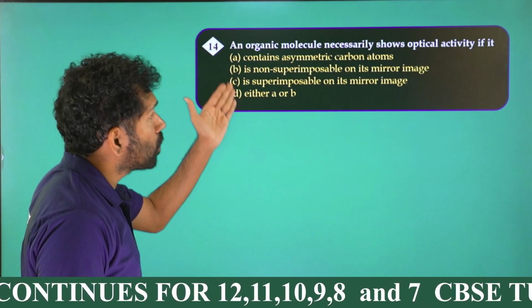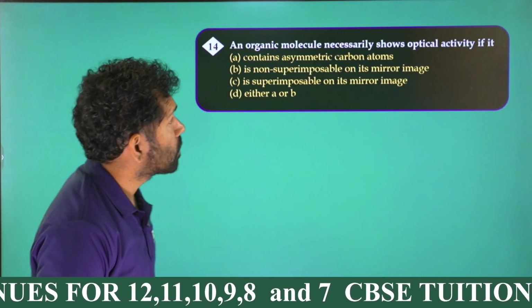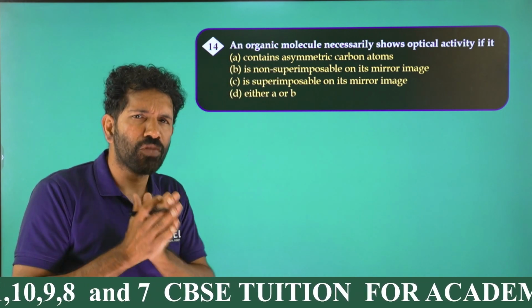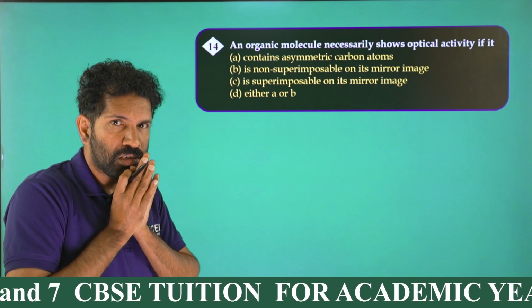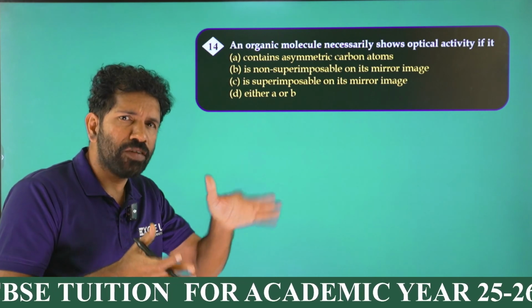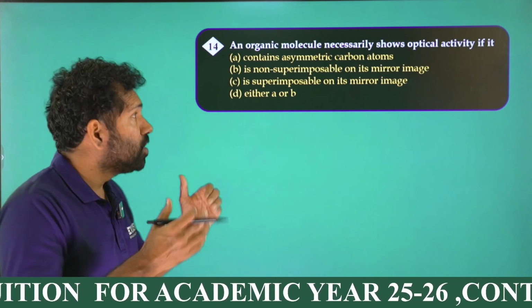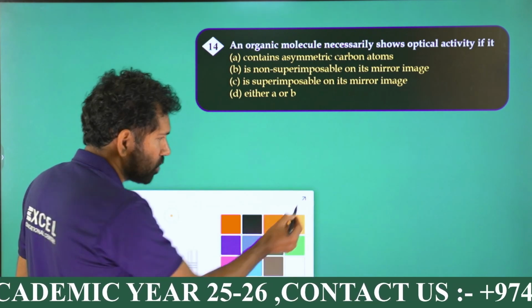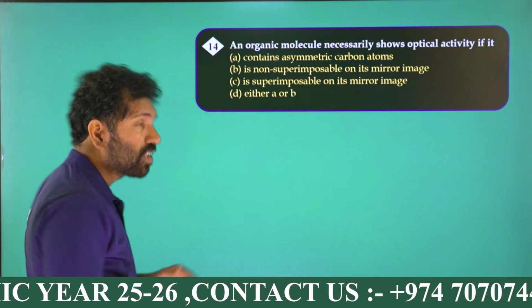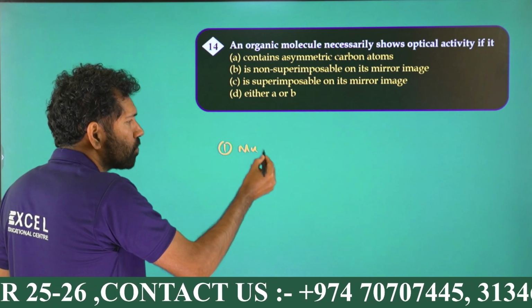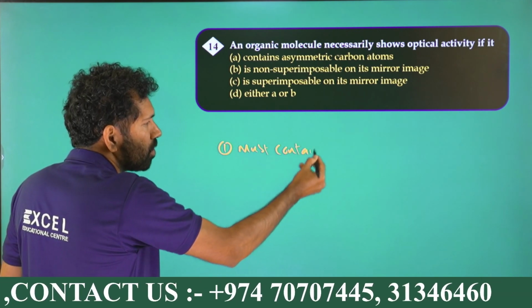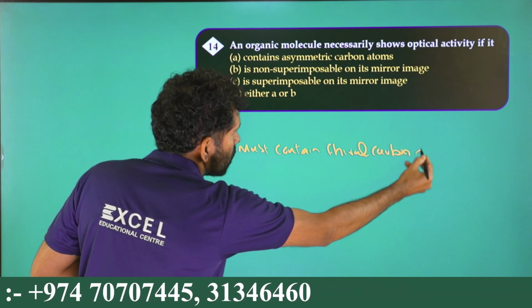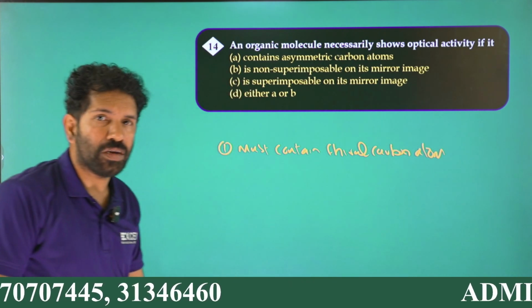An organic molecule necessarily shows optical activity if it is... What is the condition for optical activity? We learned that there are two conditions for optical activity. Number one is that the compound must contain a chiral carbon atom. We studied already what a chiral carbon atom is. So the compound must contain a chiral carbon atom.